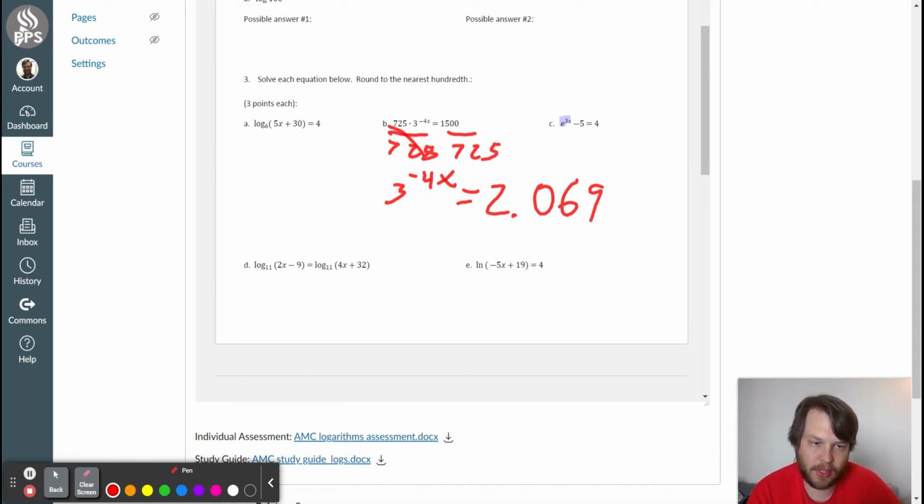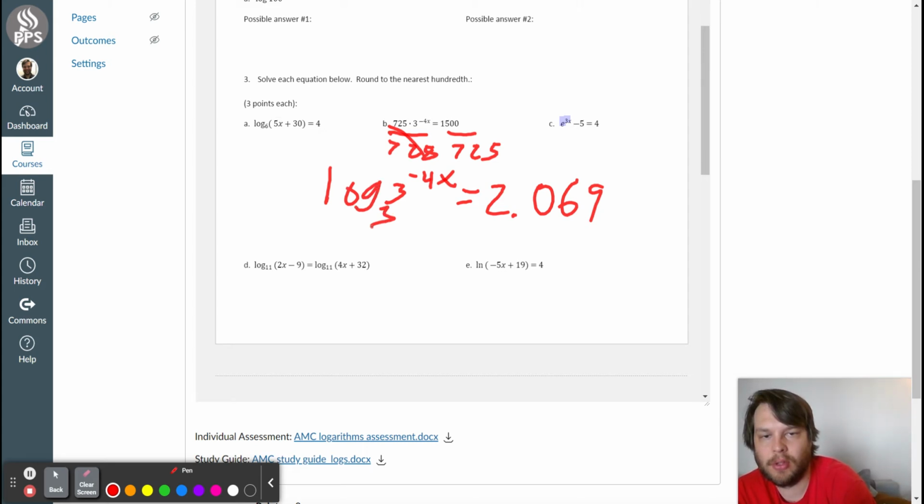Next up, I have a base of 3, so I'll use a log with a base of 3. And so you have negative 4x equals log base 3 of 2.069.